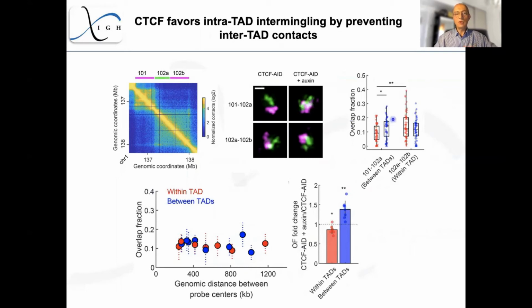Such that if you look at all the 15 regions, in fact, you're losing the difference between what you see in probes between TADs or within TADs. They are all looking the same. Basically, the boundaries are abolished.